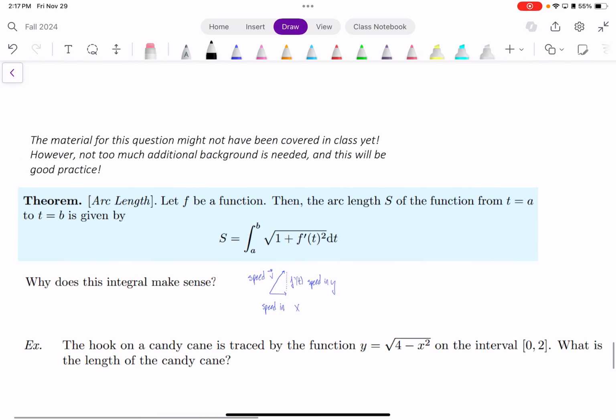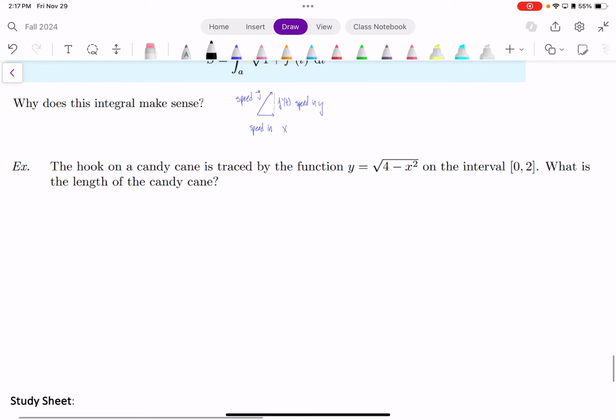Okay, let's do this on an actual example. So we've been giving out candy canes. There's some candy canes everywhere, if anyone wants any, but the hook of the candy cane is traced by the function y equals the root of 4 minus x squared on the interval 0 to 2. The question asks, what is the length of the candy cane?